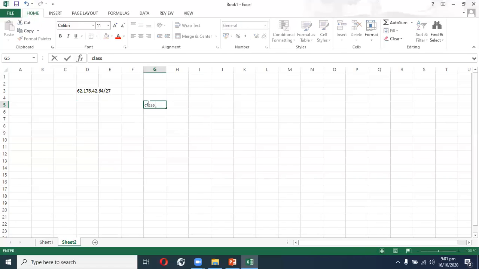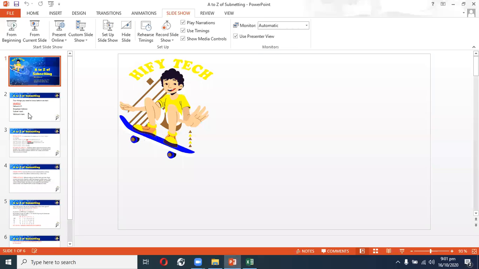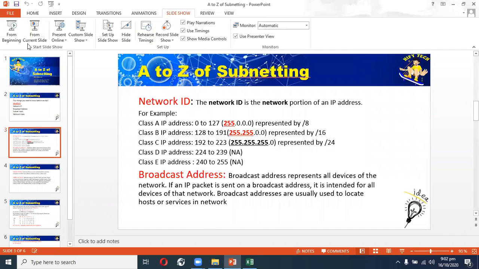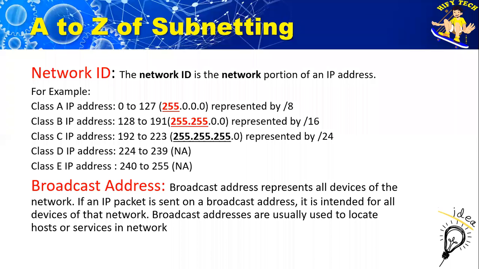Let's say class A. Let me show you. Class A is from 0 to 127, and the subnet we use for this is 255.0.0.0, and this is called /8. Class B is from 128 to 191, and the subnet we use is 255.255.0.0/16. Class C is from 192 to 223, and for this we use 255.255.255.0.